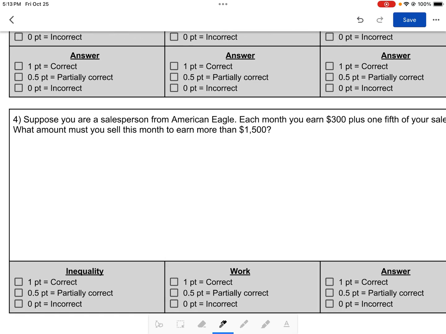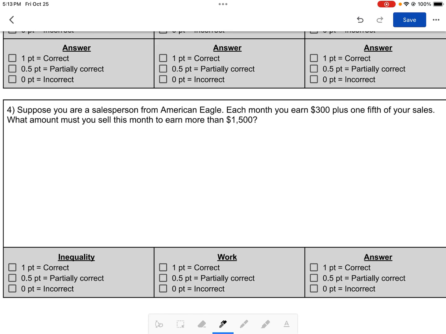Coming down to number 4. Suppose you are a salesperson from American Eagle. Each month you earned $300 plus 1/5 of your sales. What amount must you sell this month to earn more than $1,500?